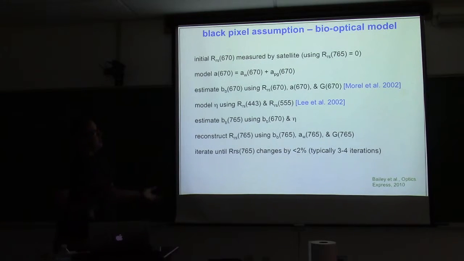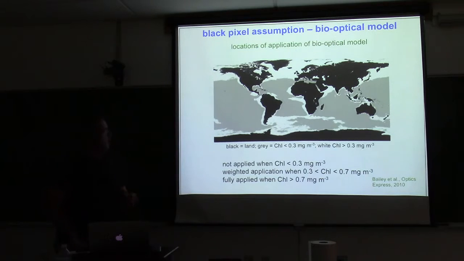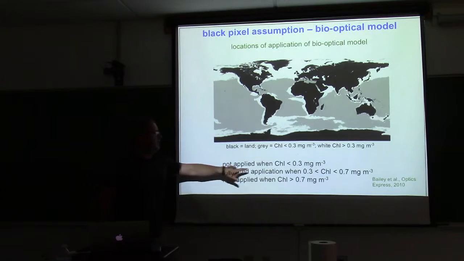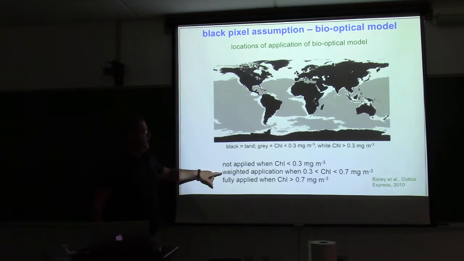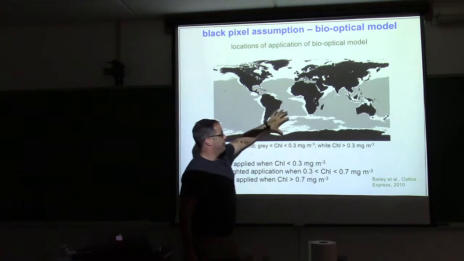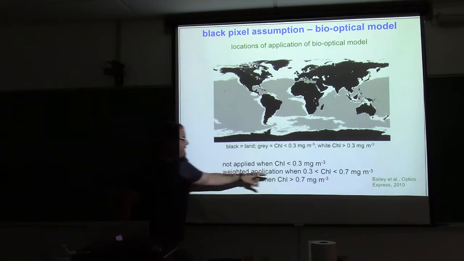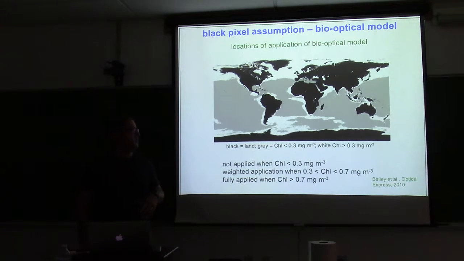So just drink that in and look at all of the empiricism in this model, all based on field data, but it works pretty well. This is to give you a sense of where it's applied. So it's not applied anywhere where chlorophyll is less than 0.3. Those are the gray regions. In the white is where chlorophyll is greater than 0.3. It's a weighted application between the range of 0.3 and 0.7, and then it's fully applied whenever chlorophyll is greater than 0.7.